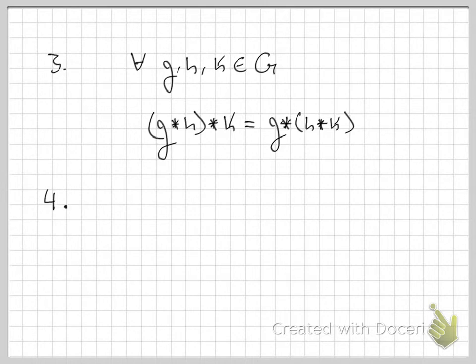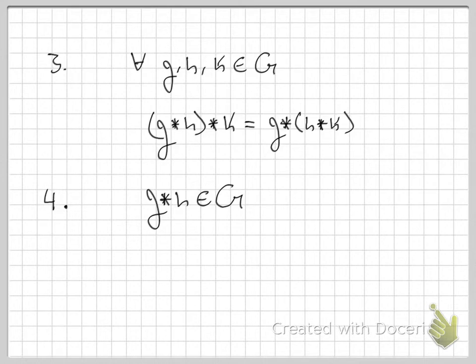And then lastly, for a group, the last property is that g star h is in G, meaning it's closed under the operation. So you can't perform an operation on two elements of the group and get an element that is outside of the group. Now, those are the 4 properties necessary in order for it to be a group.